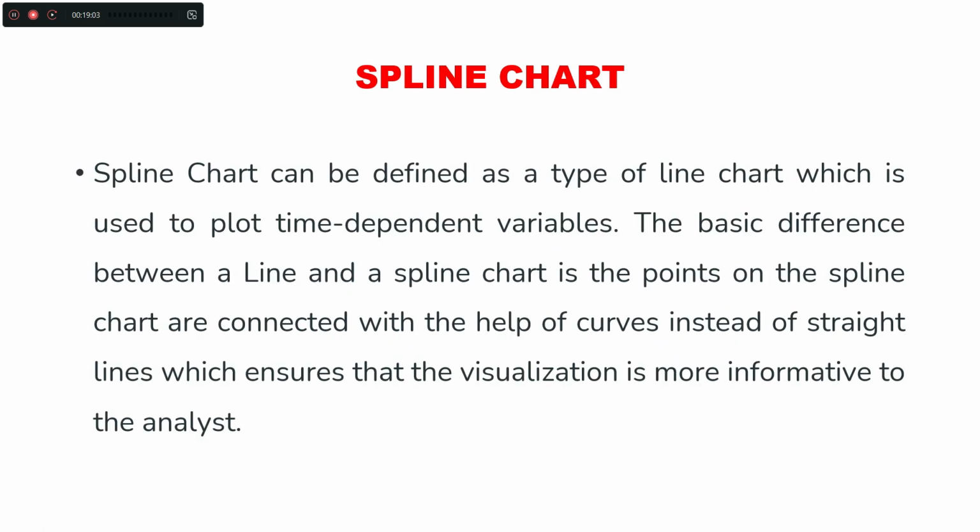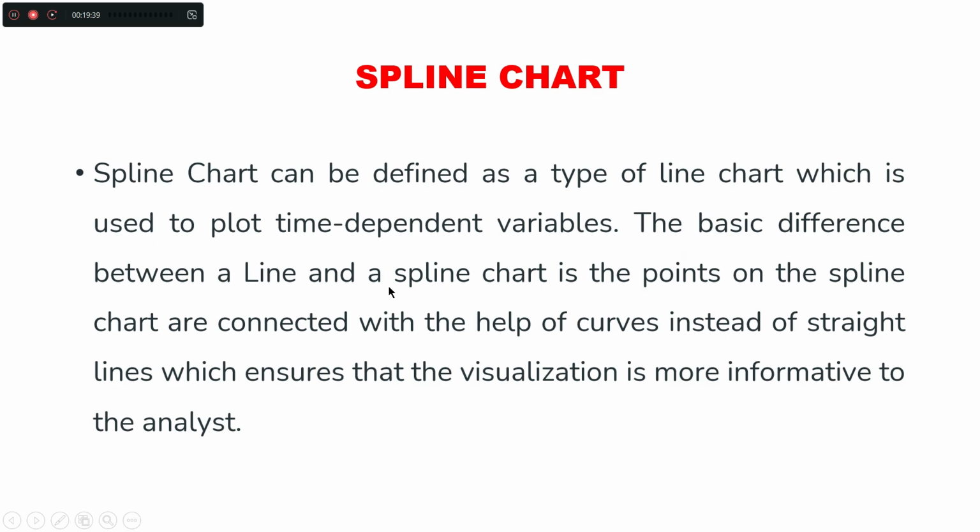The next thing, spline chart. Spline chart can be defined as a type of line chart which is used to plot time dependent variable. So the variable which is associated with the time, like the birth of a child in different periods, like what we can say gestational age. So that type of data, the weight, the parameters can be presented with a spline chart.